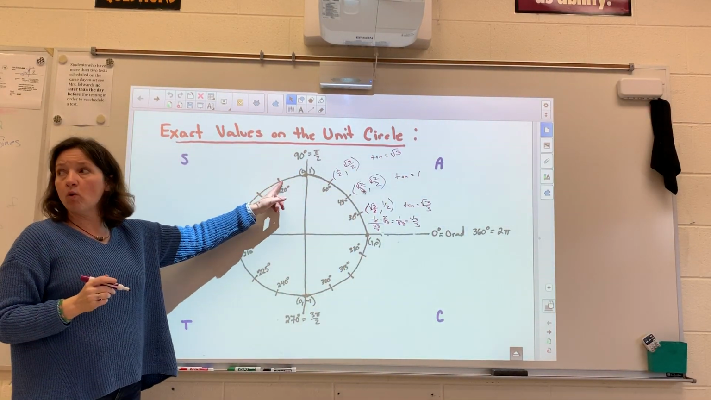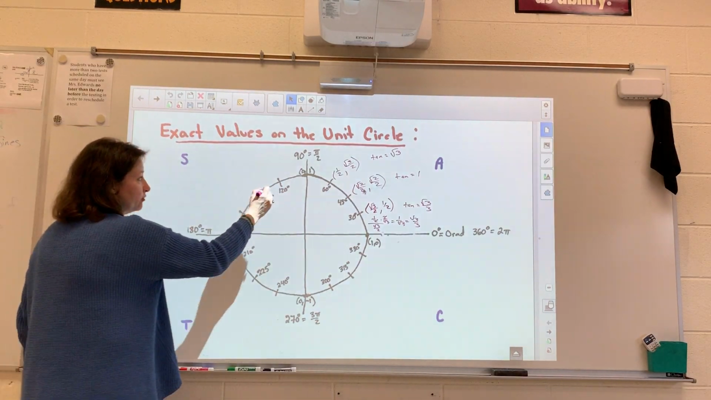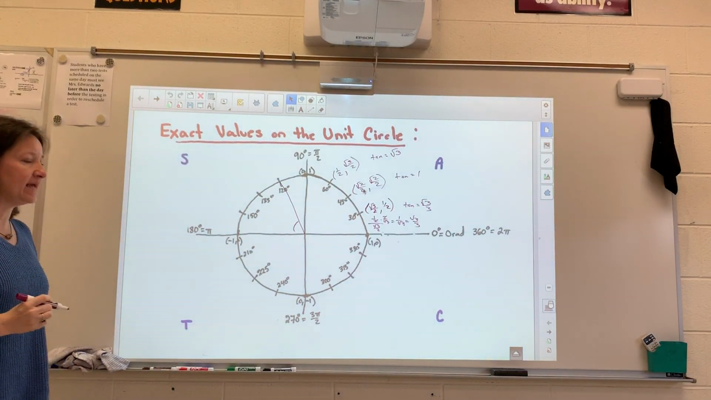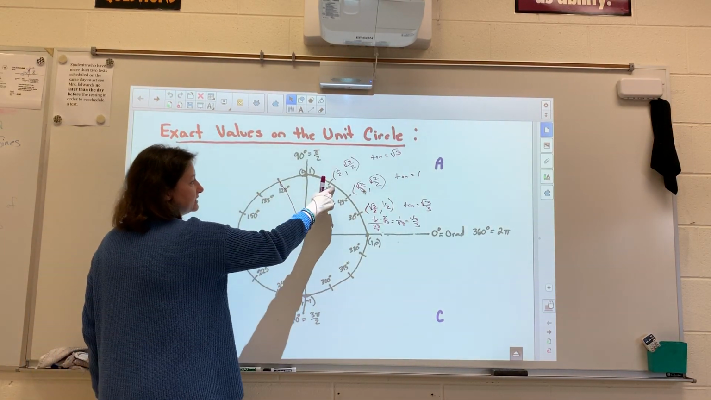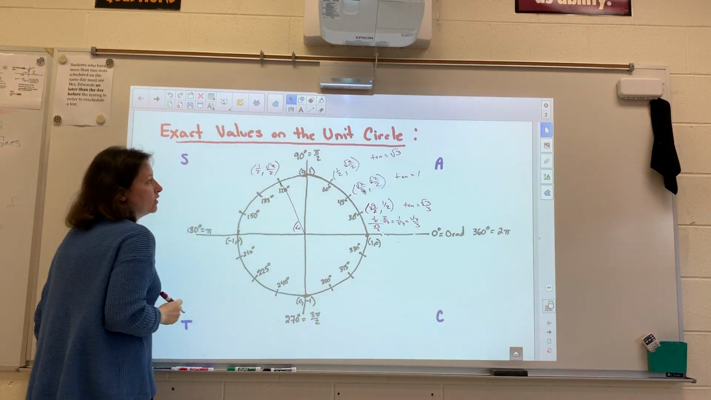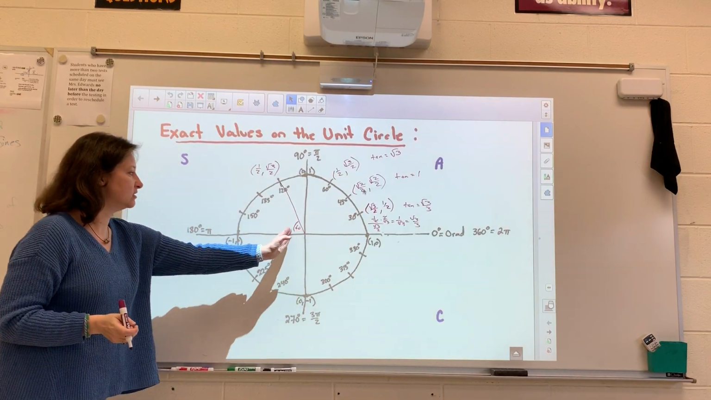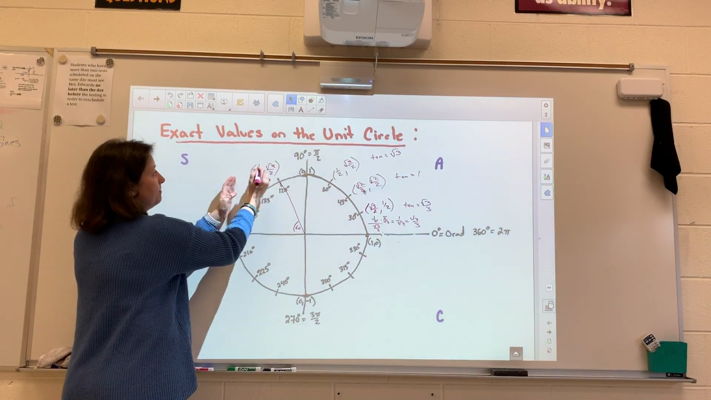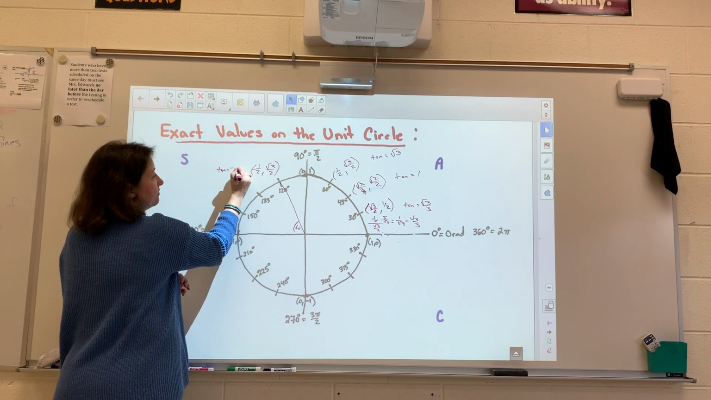So we come around to 120. I haven't memorized 120, but I have learned this reference angle. How far is 120 from 180? That's right, it's 60. So I just need the 60 value. So it's going to be 1/2, root 3 over 2. Which one's positive, which one's negative? Well, x is going to the left, so x is negative, so cosine is negative. Y goes up, so y is positive. What will tangent be? It will be negative root 3.